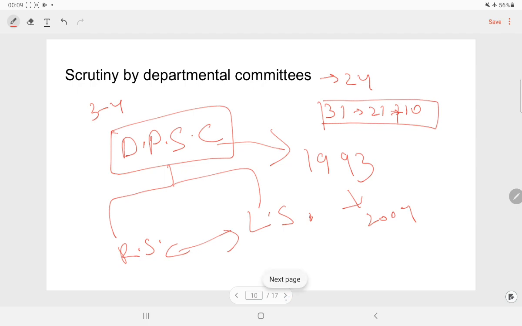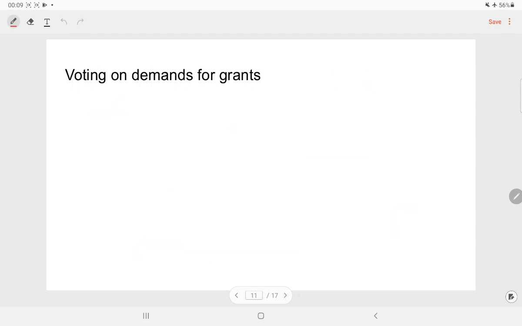After that scrutiny is done and the report is submitted in Lok Sabha and Rajya Sabha, there is a general voting. In the light of the reports of the departmental standing committees, the Lok Sabha does a voting on demands, and the demands are presented ministry-wise. Lok Sabha does the voting, Rajya Sabha is not there in the voting, and the demands become grants after they are voted. So the demand after getting voted turns into grants.